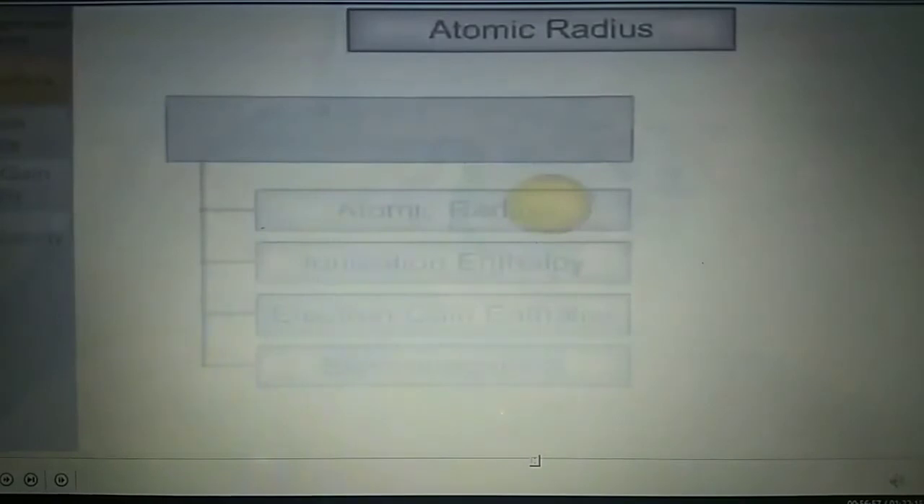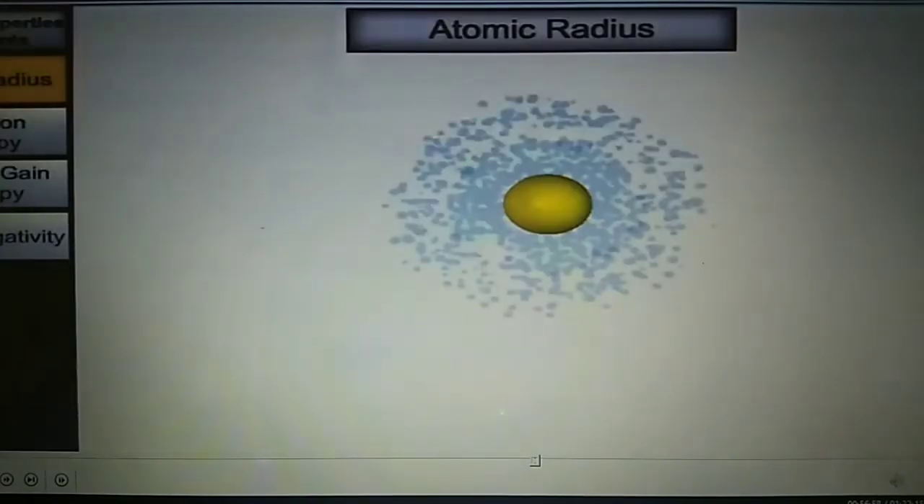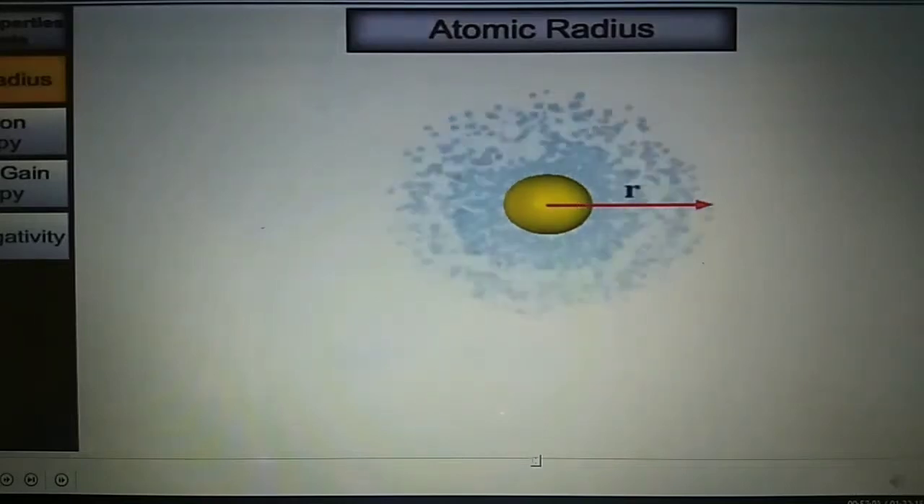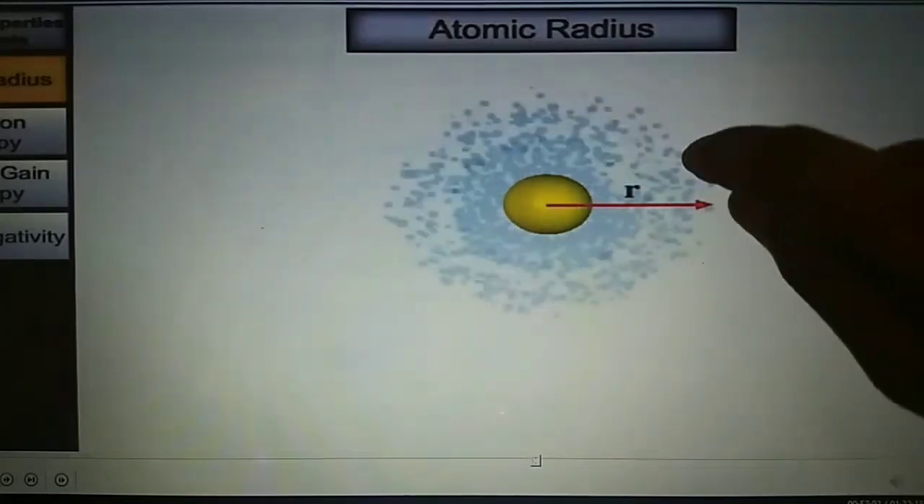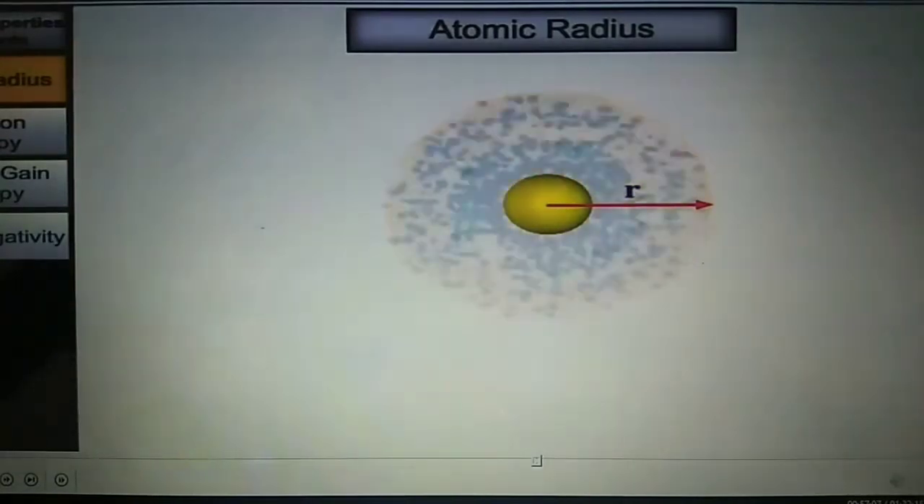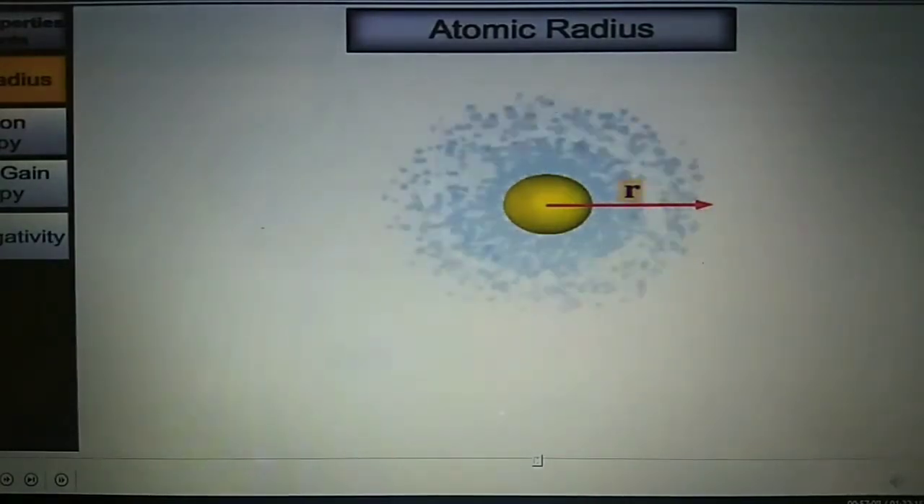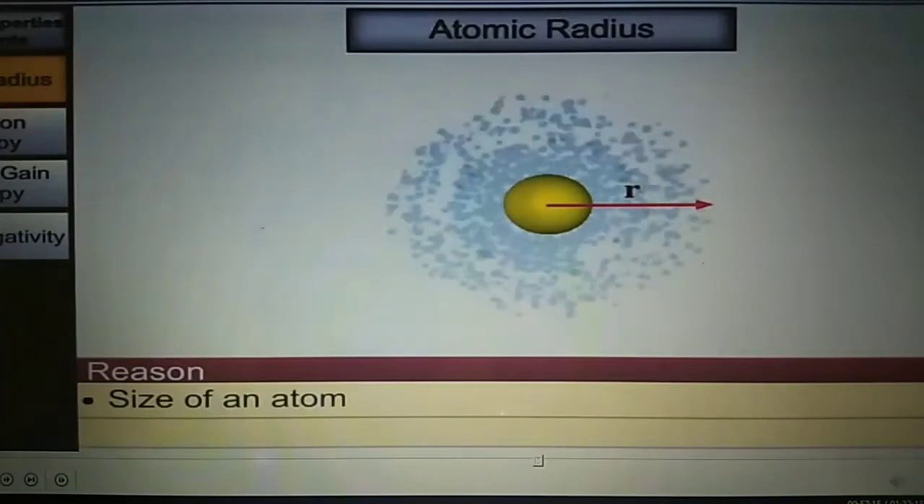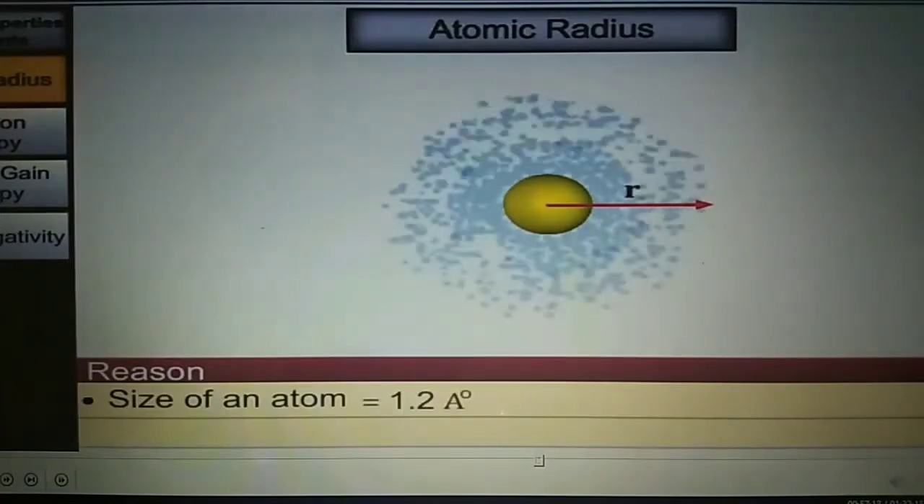So it is defined as the distance from the center of the nucleus to the point where the density is maximum, right? And the measurement of this actual atomic radius is a very difficult task, and this is because the size of the atom is very small, approximately 1.2 angstroms, right?